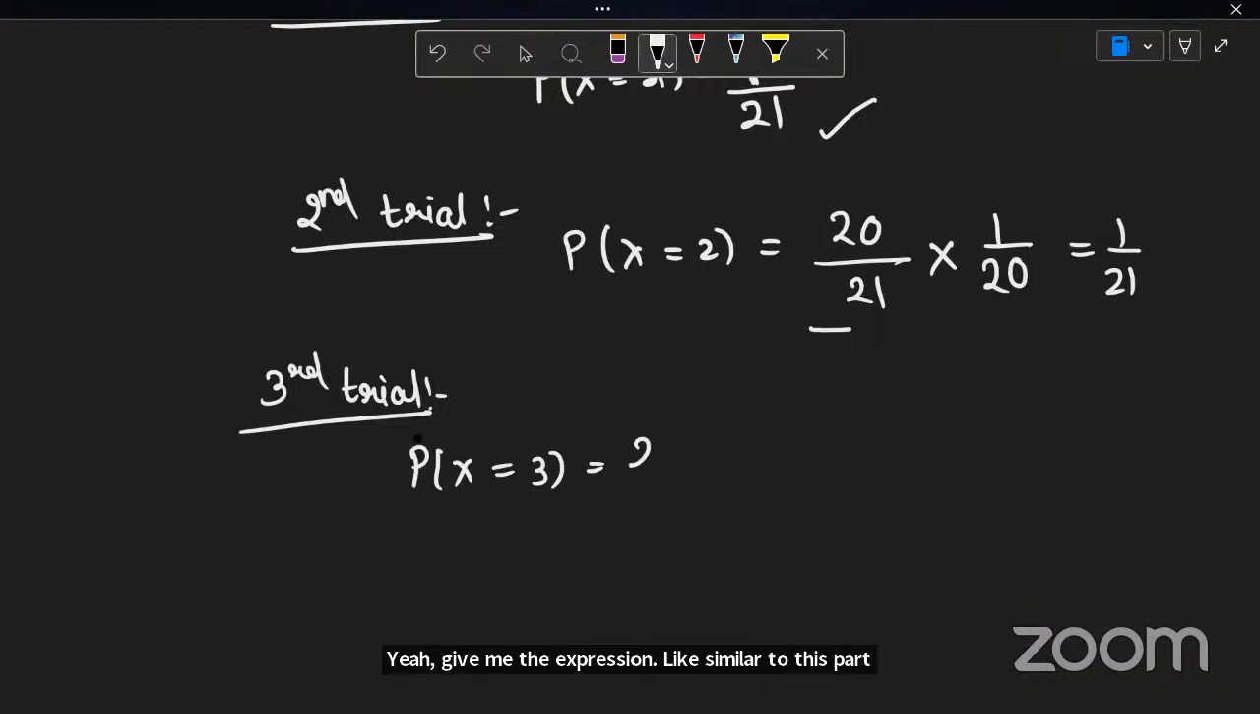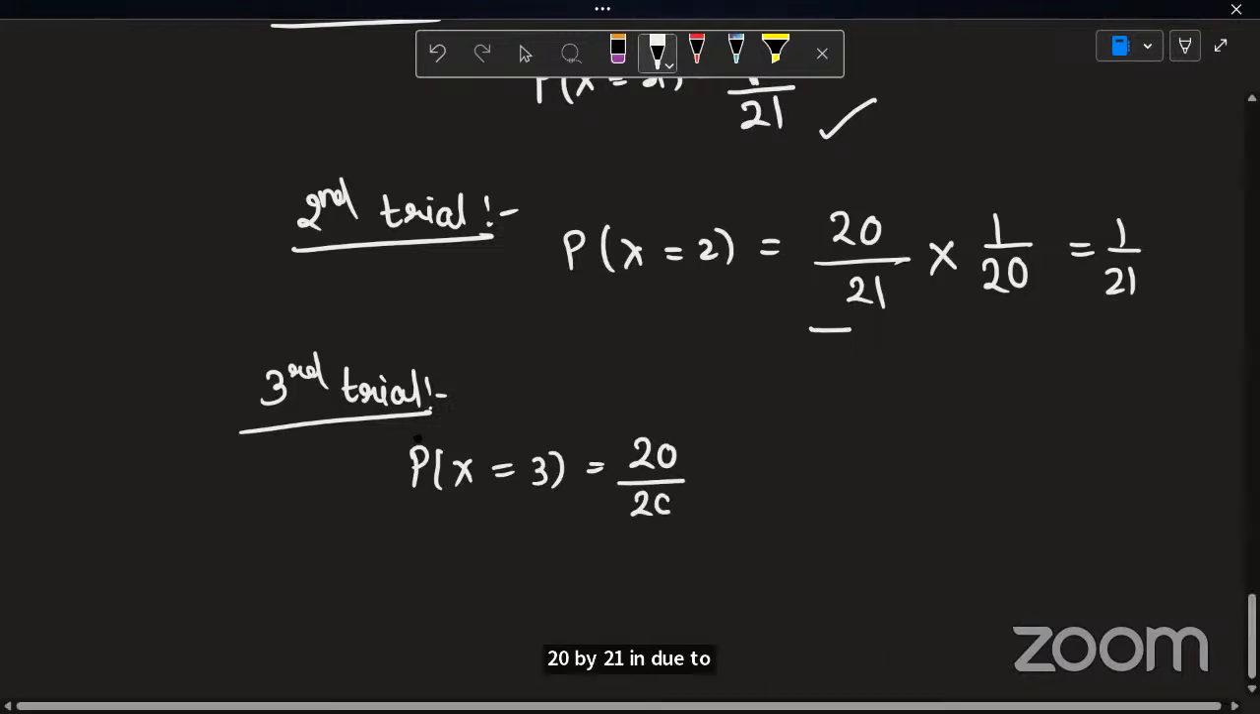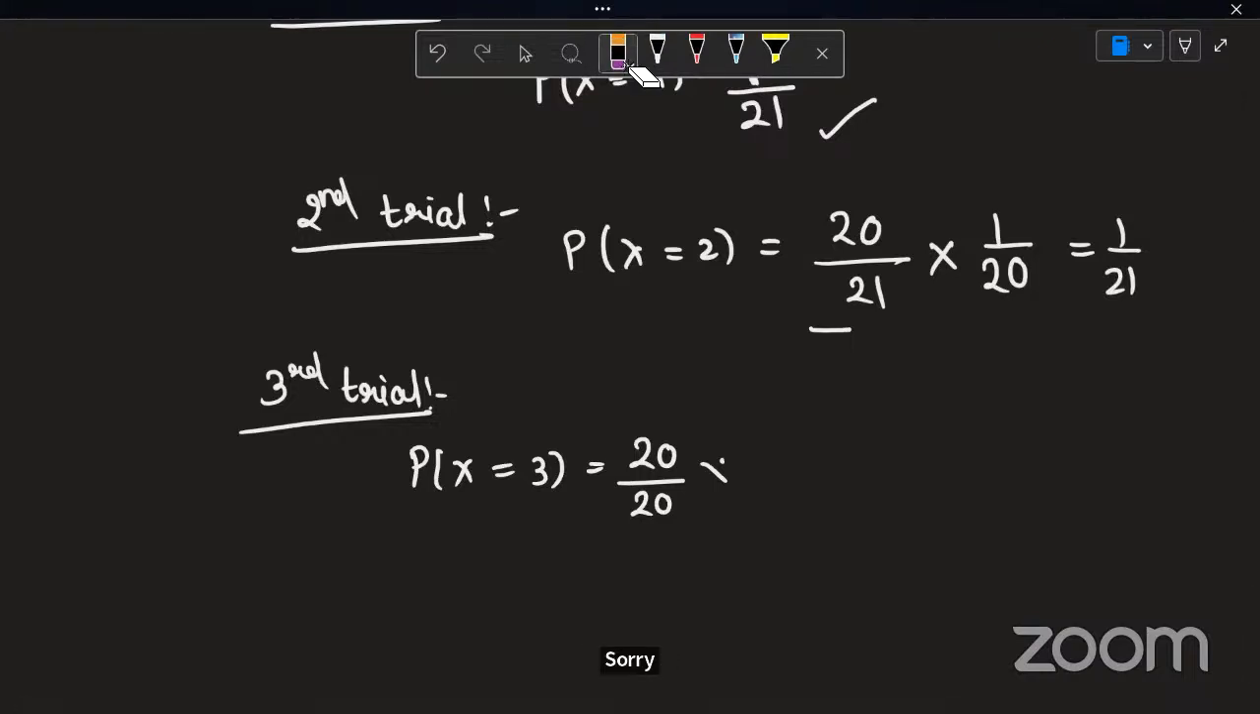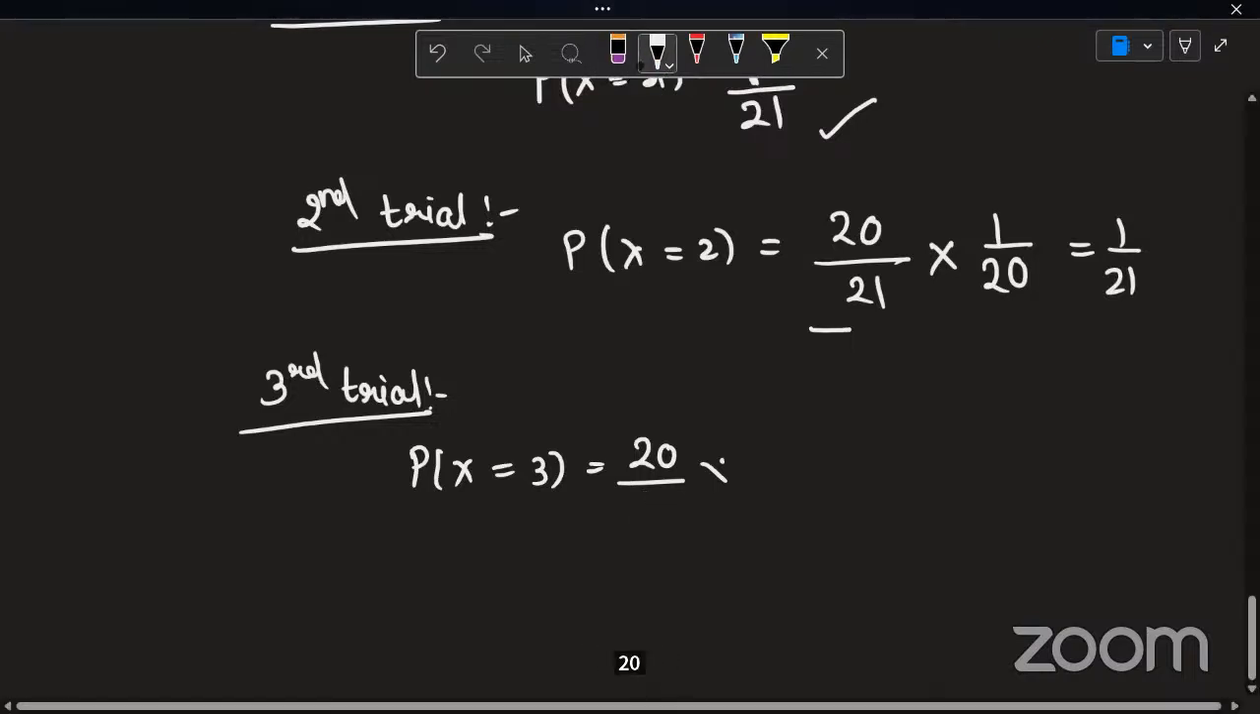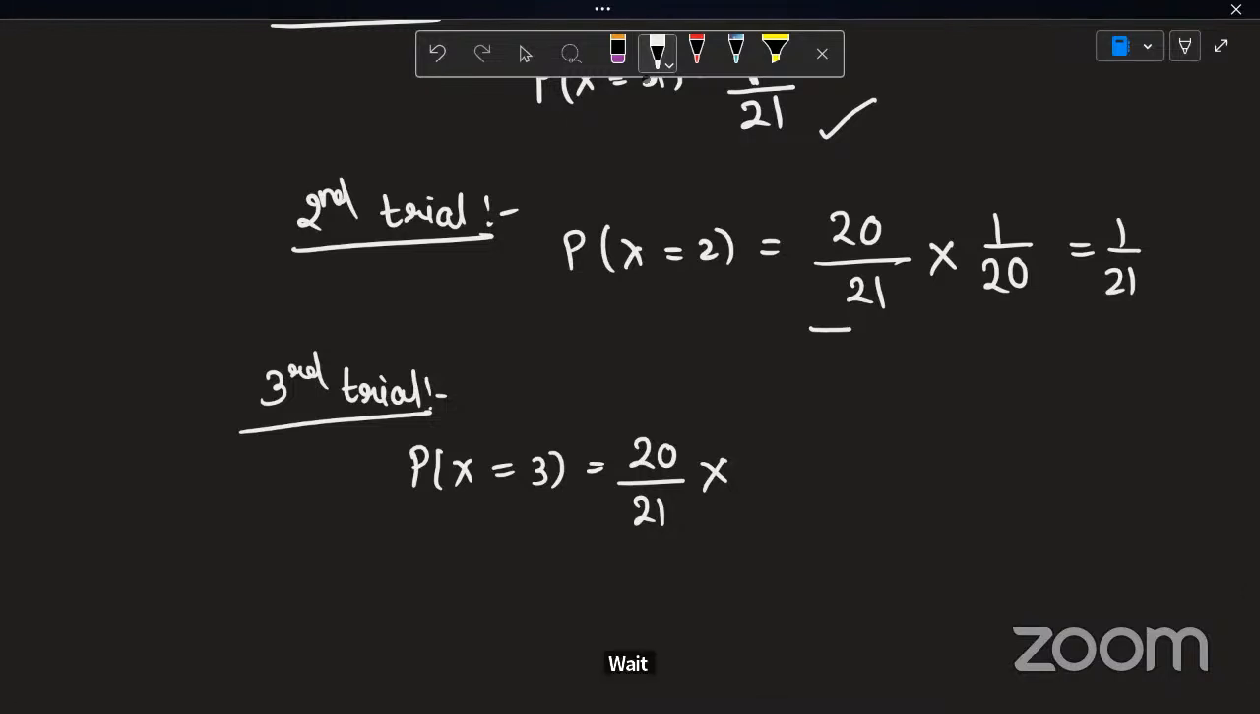The first trial was 20 by 21, failed, into 1 by 19. Sorry, 20 by 21 into 19 by 20. Wait, 20 by 21 into 19 by 20, yes, 19 by 20.